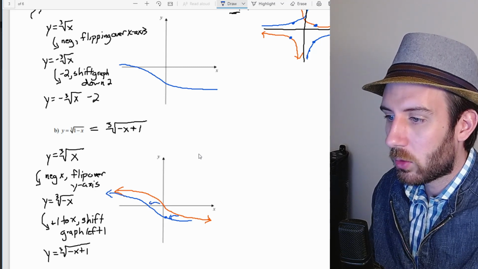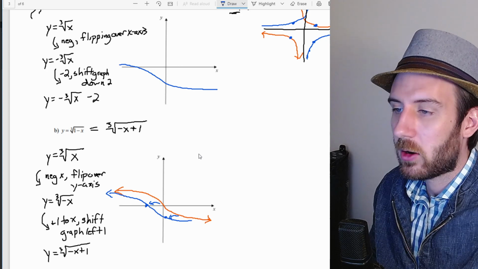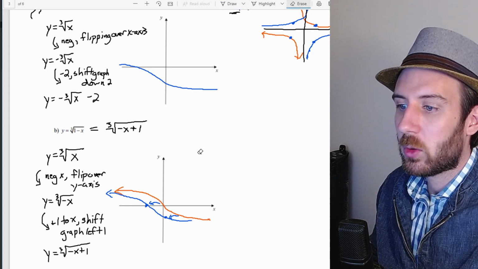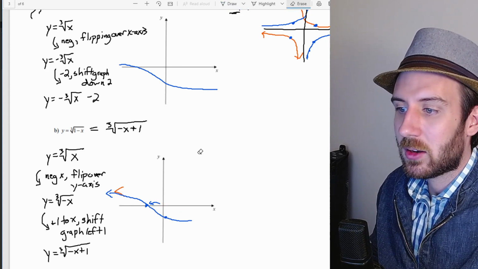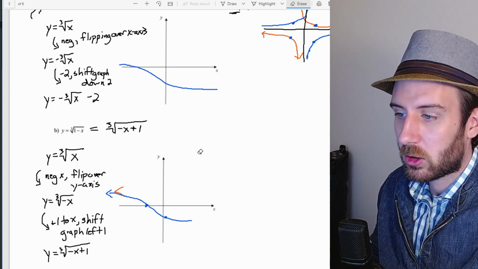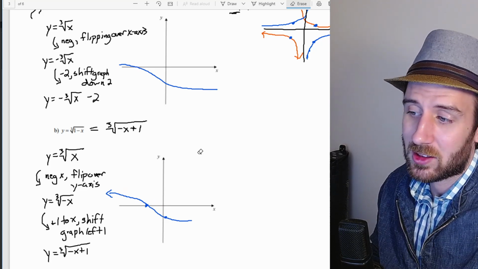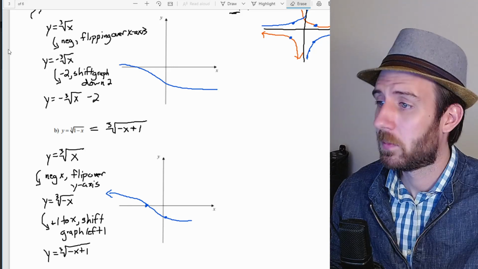Right? That's jumping over 1, etc., etc. Okay, there you have it. That's going to be how we graph these complicated, nested kind of relationships that are occurring in here, by really breaking down and taking time to put our thoughts over here on the left.